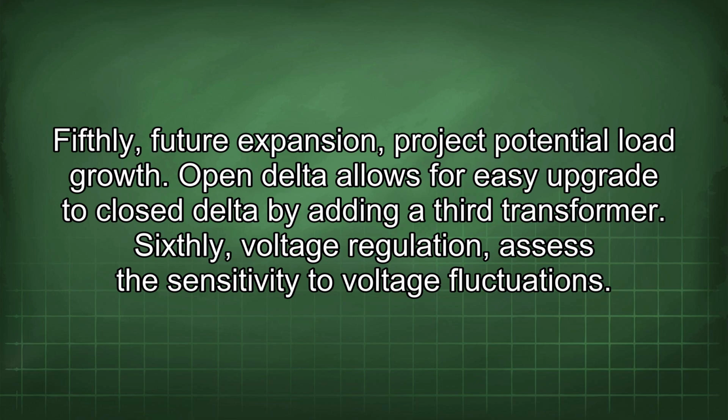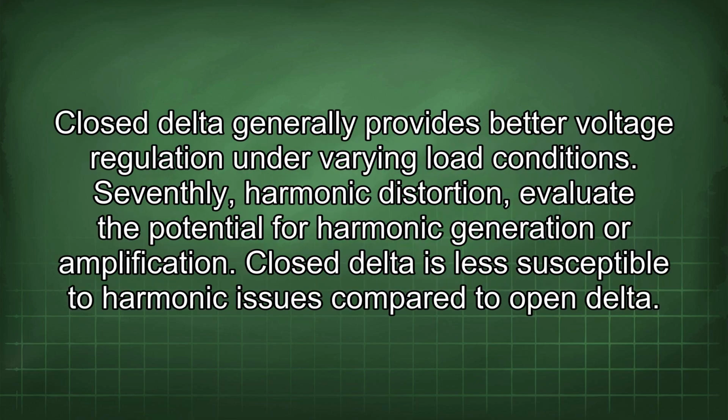Sixthly, voltage regulation. Assess sensitivity to voltage fluctuations. Closed delta generally provides better voltage regulation under varying load conditions. Seventhly, harmonic distortion. Evaluate the potential for harmonic generation or amplification. Closed delta is less susceptible to harmonic issues compared to open delta.